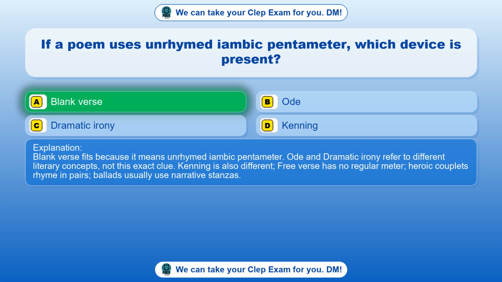Ode and dramatic irony refer to different literary concepts, not this exact clue. Kenning is also different. Free verse has no regular meter. Heroic couplets rhyme in pairs. Ballads usually use narrative stanzas.